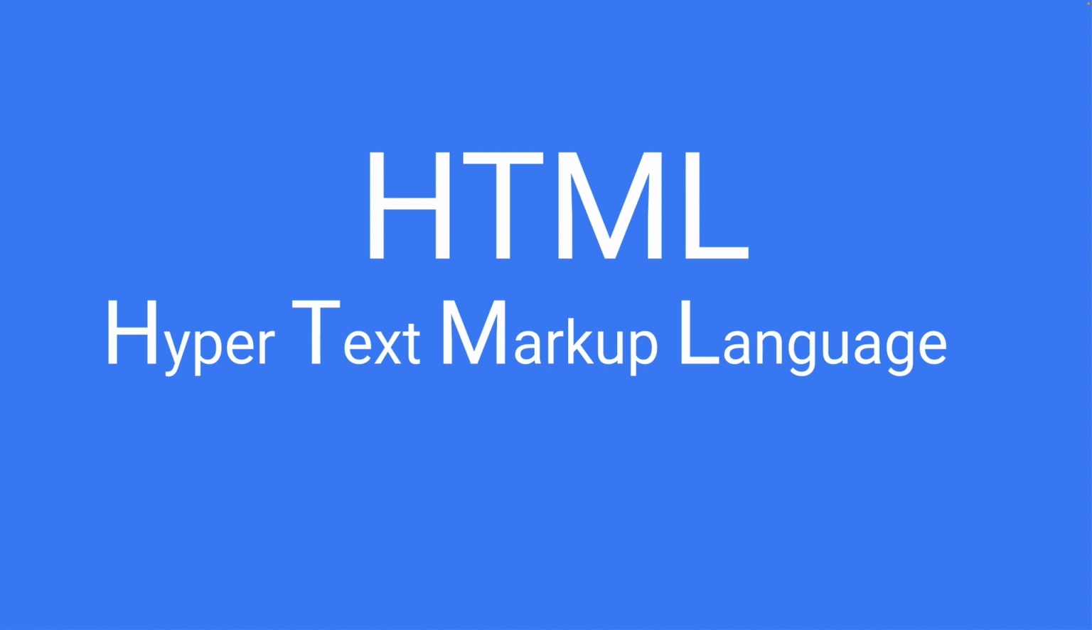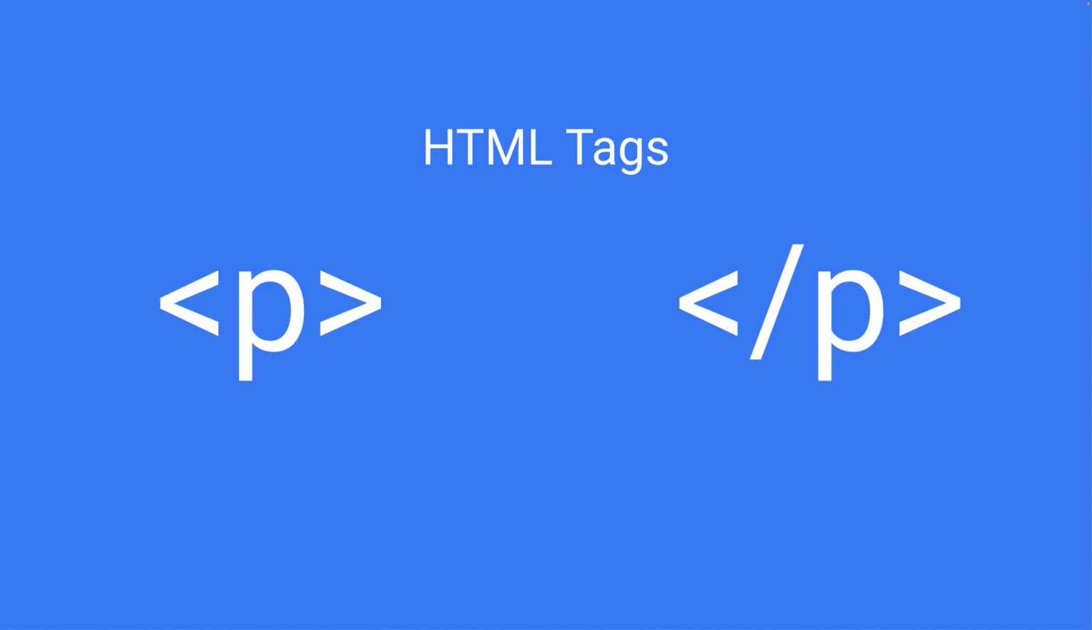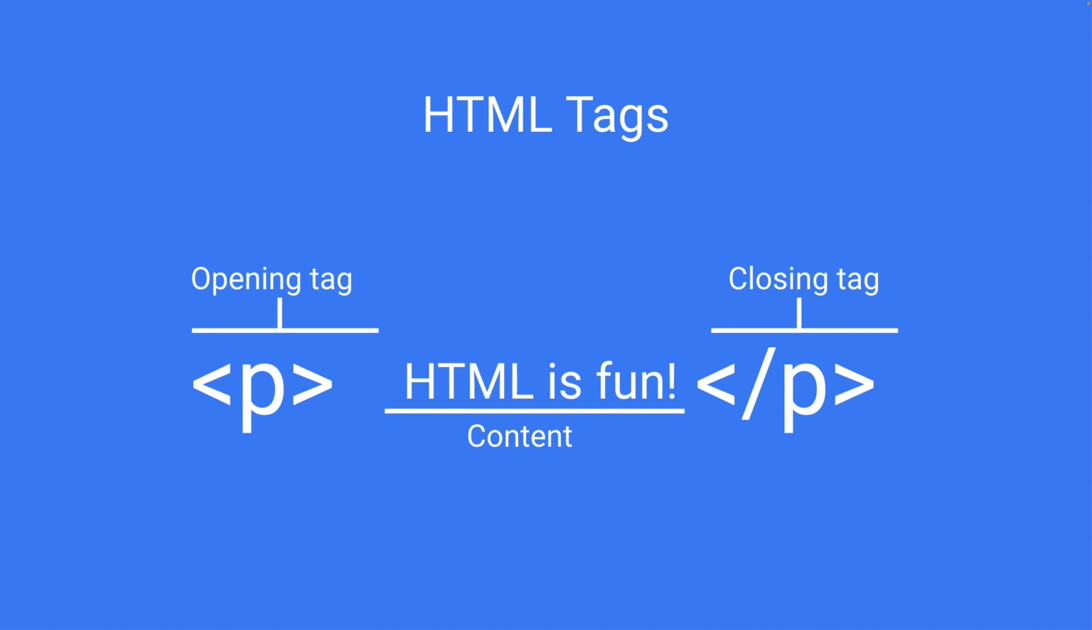HTML uses markup tags to describe your web pages. So let's have a closer look at these tags. They normally come in pairs, starting and ending tags. Your first tag is the opening tag. Your second tag is the closing tag. And then your content will go in the middle.